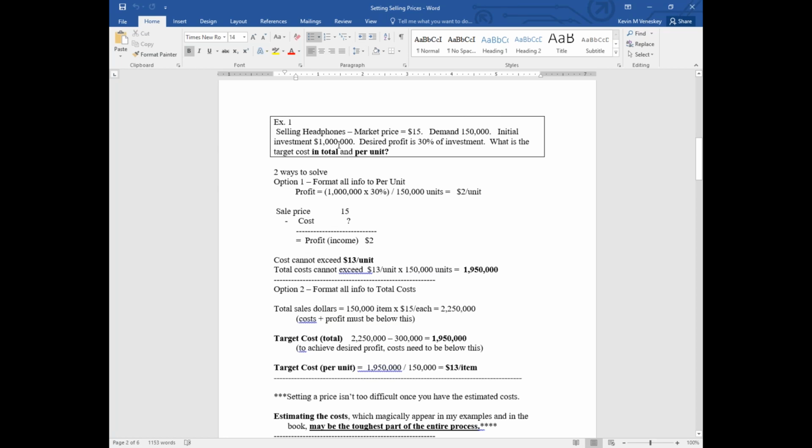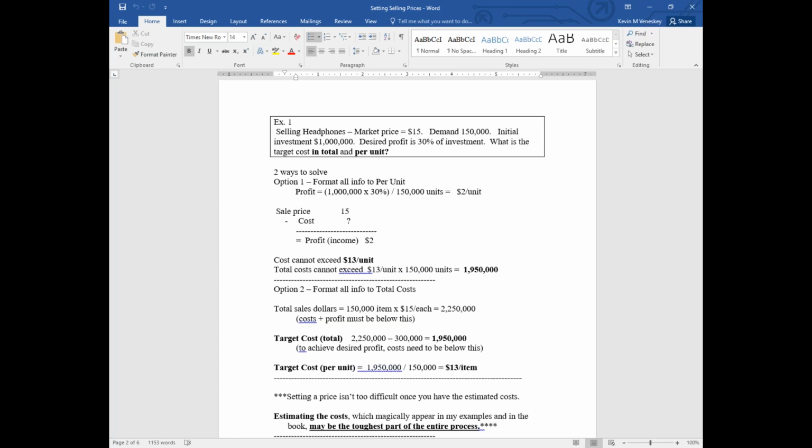Now, we spent $1 million to get our production up and running. We spent it on research and development. We spent it on getting buildings, whatever it is, machines. And we would like to have a turnaround this first year, if possible, 30% on our investment. And so what we need to then figure up with just that limited information, what is our total cost that we can get to and still get our profit? And what is that cost on a per unit basis?